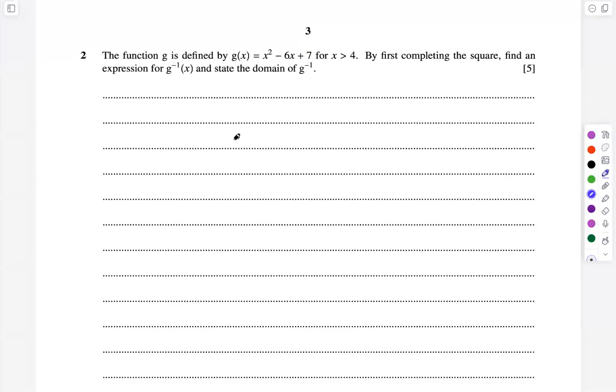In question 2, the function g is defined by g of x equals x squared minus 6x plus 7 for x greater than 4. By first completing the square, we have to find an expression for g inverse and state the domain of g inverse.